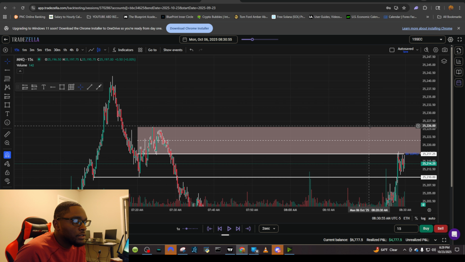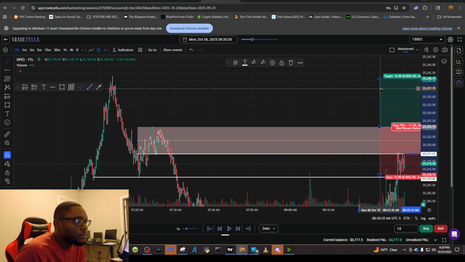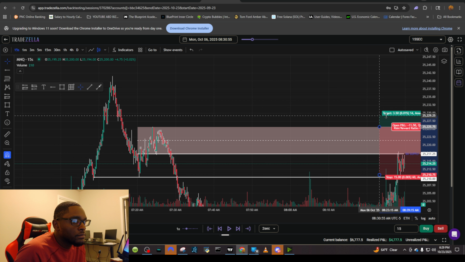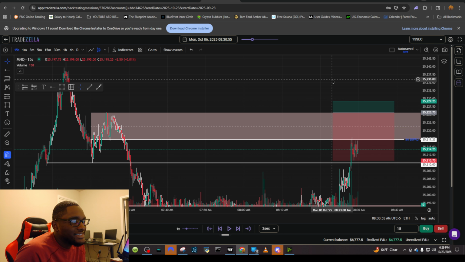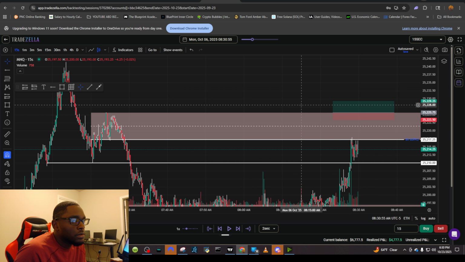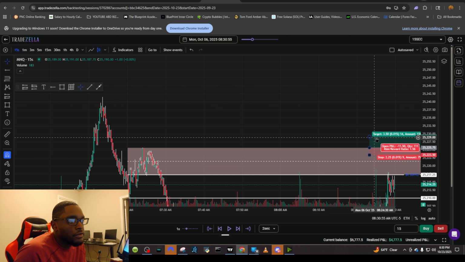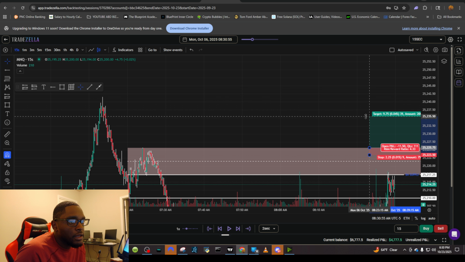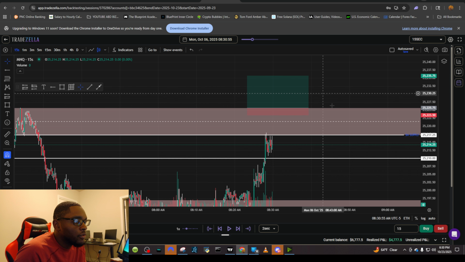We get above this 5 minute supply, we got a short zone we can target. 14 ticks. And I really don't like that. That's not a good risk to reward, bro. If you get past that, you ultimately have the next one up there to 40.